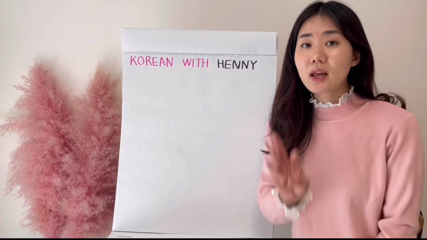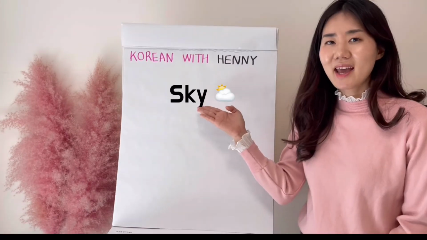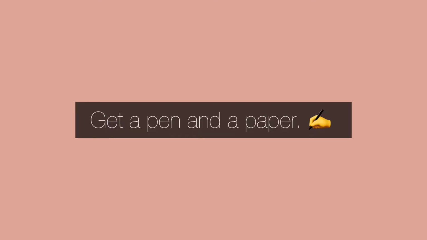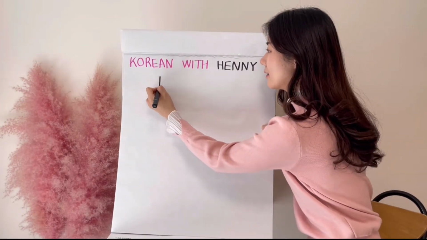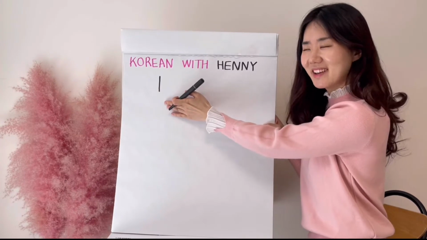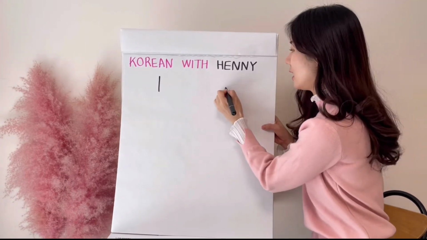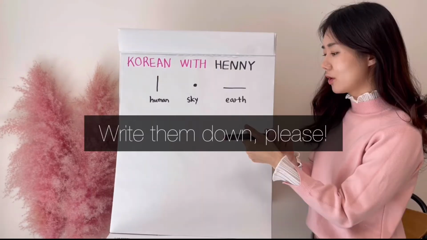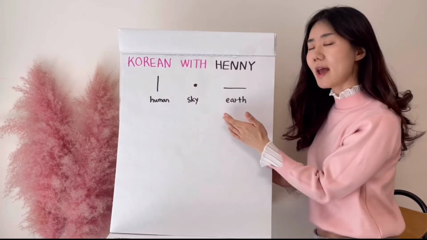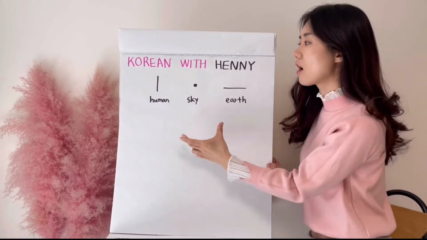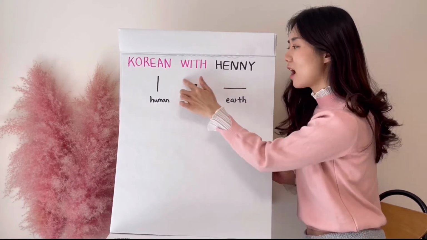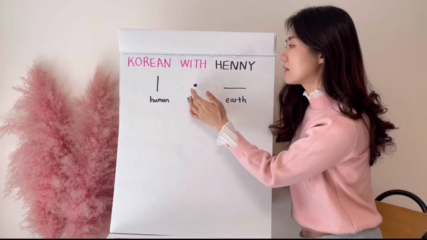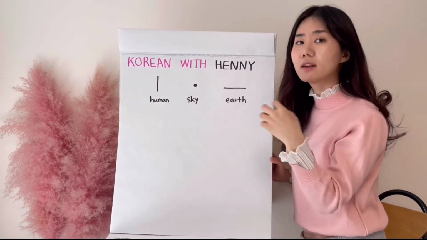Did you know that 21 vowels are made of only 3 components? Sky, human, and earth. Human is a vertical line, like a standing human. And earth is a horizontal line. Human and earth themselves alone are vowels. And sky alone is not a vowel. It is attached to human and earth to make different vowels.